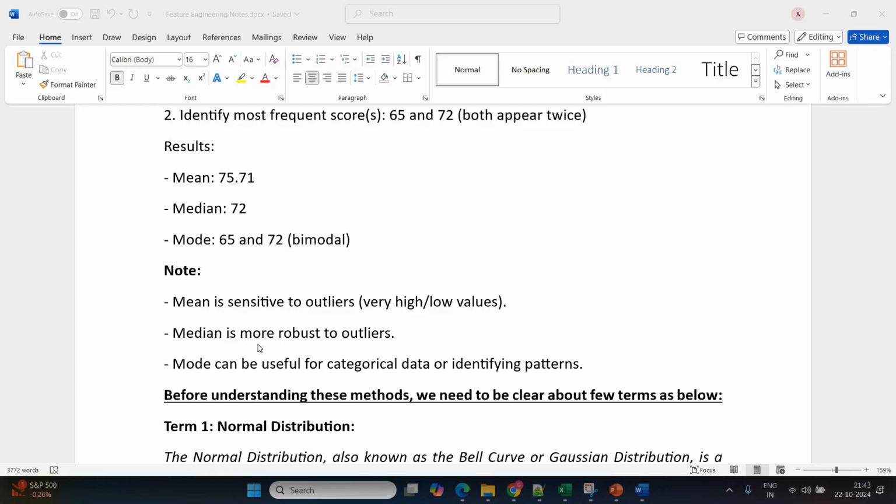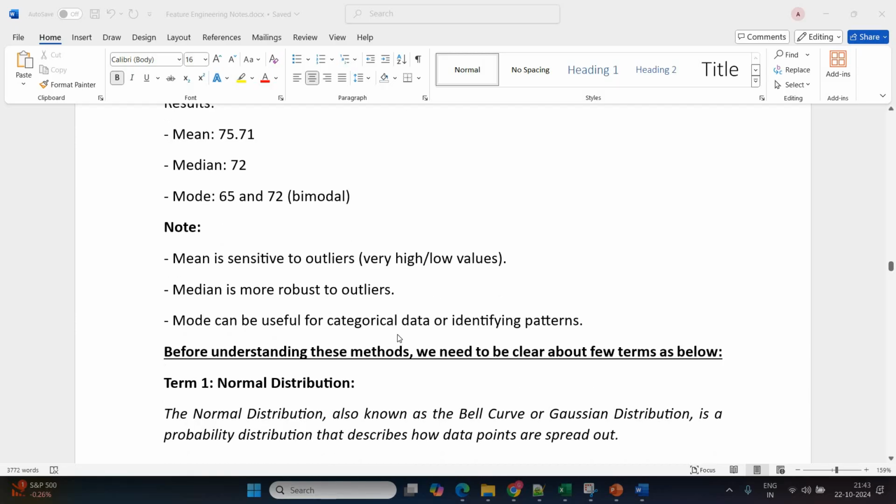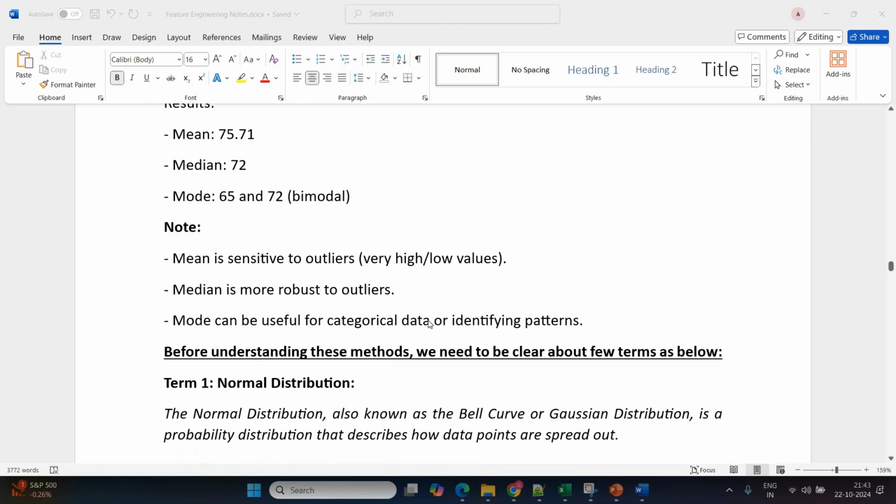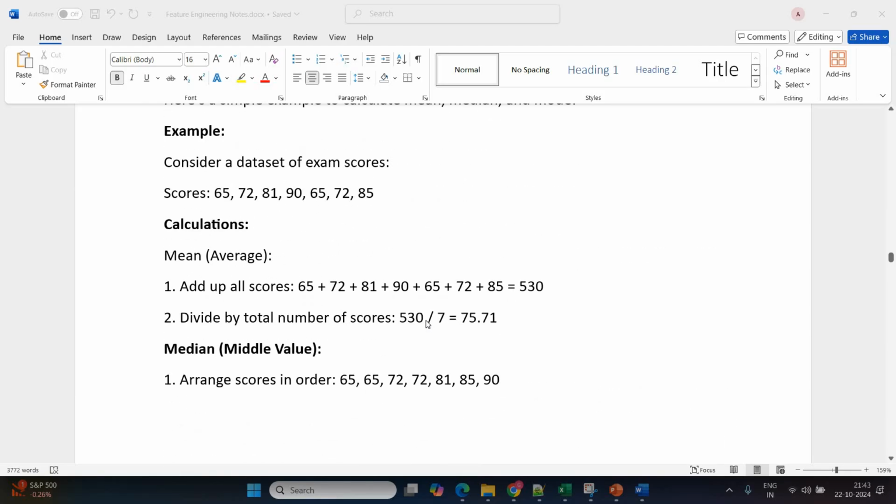When we talk about the median, the median is more robust to outliers, which means that when you have to handle outliers, you should use the median. And the mode is basically useful for categorical data. We are going to discuss this categorical data in the coming videos. Now we have understood what the mean, median, and mode are.